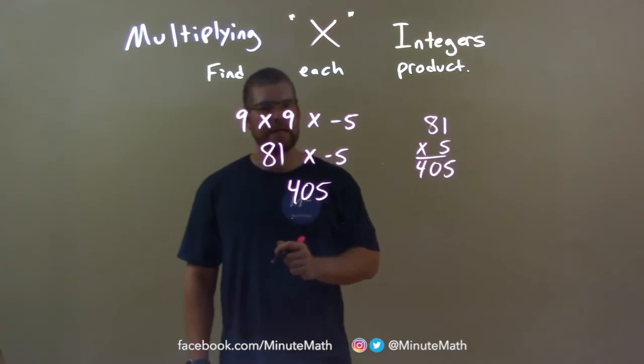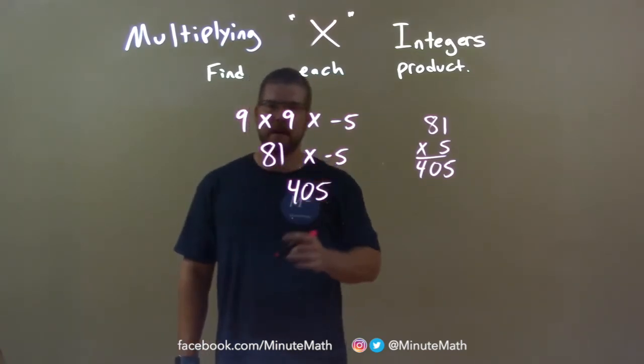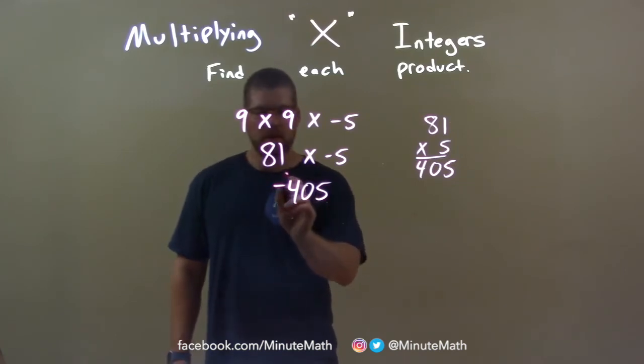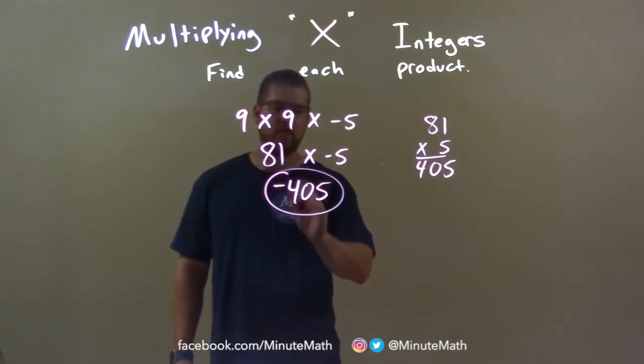But wait, we're not done. Positive times a negative will always be a negative. Toss a negative there. So again, final answer now, negative 405.